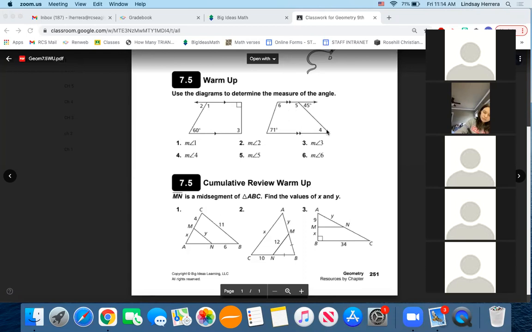Let's look at 4, 5, 6. Let's start with 5. Because right here we have a linear pair, don't we? So angle 5 plus this 45-degree angle have to equal 180. So you could just say 180 minus 45 gives you 135. So you know that angle 5 has to be 135.